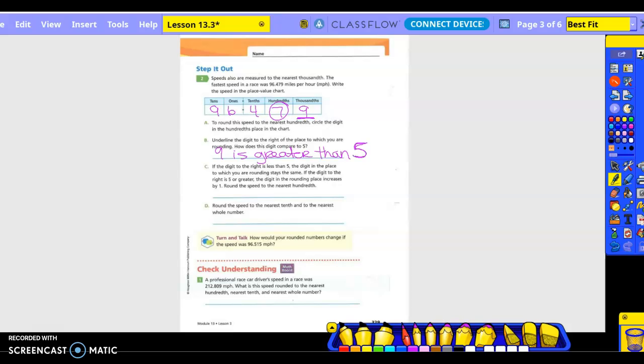If the digit to the right is less than 5, the digit in the place to which you're rounding stays the same. If the digit to the right is 5 or greater, the digit in the rounding place increases by 1. Round the speed to the nearest hundredth. So what have we said so far? You write everything the same in front of the circle, right? So 96 decimal 4. Is that 7 staying the same or is it becoming an 8? Becoming an 8. Okay.